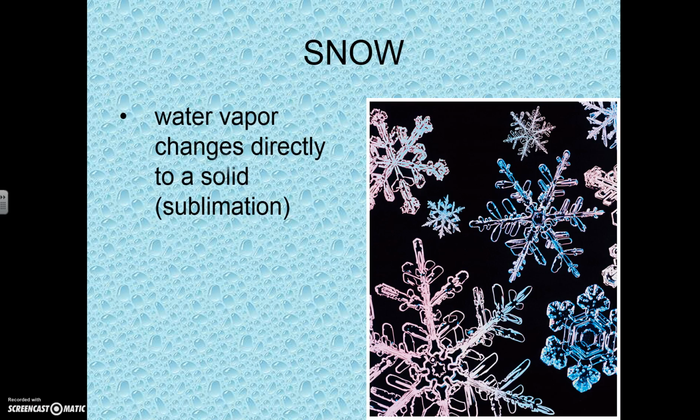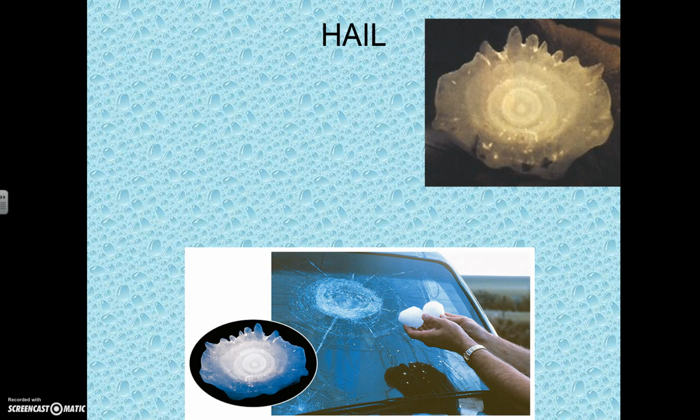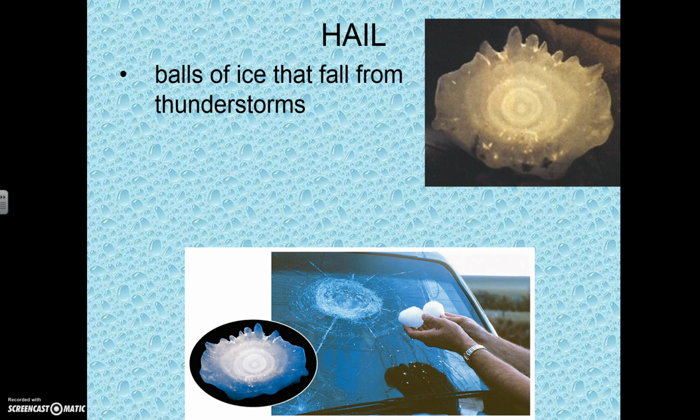All right, snow. So underneath your tree map, that little branch for snow, you need to write that it is water vapor that changes directly into a solid really quickly. Snow was never rain, so that is a common misconception that people have. Hail are balls of ice that fall from thunderstorms.